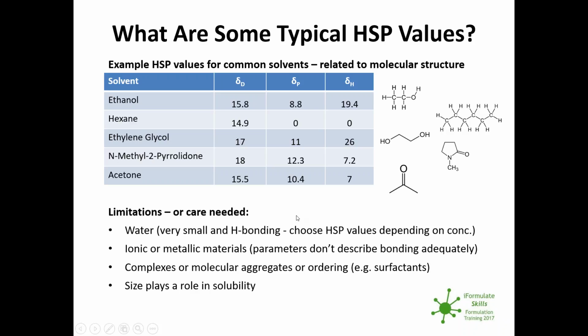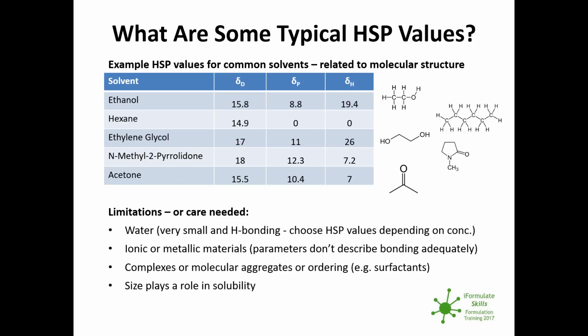Now we need to be quite careful when using HSP values, and here are a few watch-outs. Water is a very special molecule that is extremely small and has an extremely high hydrogen bonding capability. So in practice, either we avoid using HSP for water at all, but if we have to use water, then we choose the HSP values depending on the concentration of water in the system. So we have different sets of HSP values for water depending on whether it's bulk water or small amounts of water in the formulation.